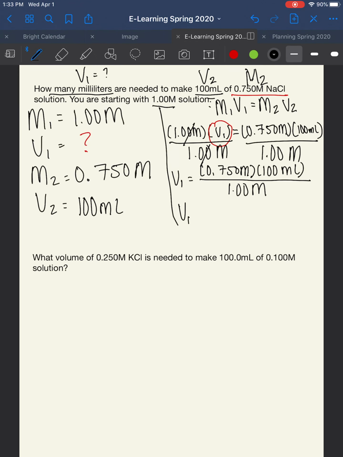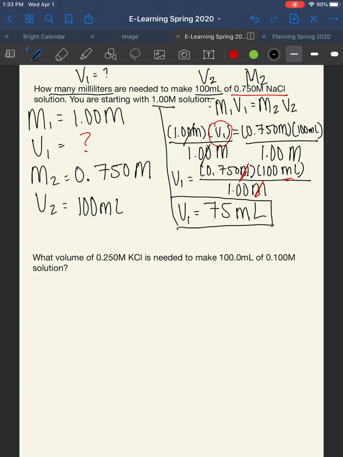So my V1 is equal to 75. And then to check your units, molarity here cancels molarity here, so I'm left with units of mL, which makes sense since this is my volume. And there you go. So I would need 75 mL of a 1 molar solution.